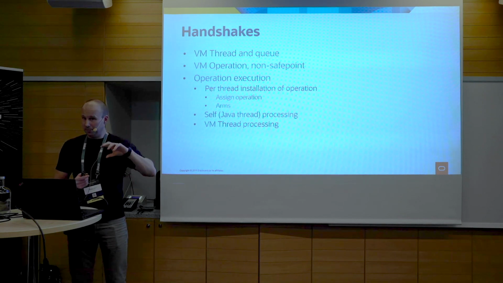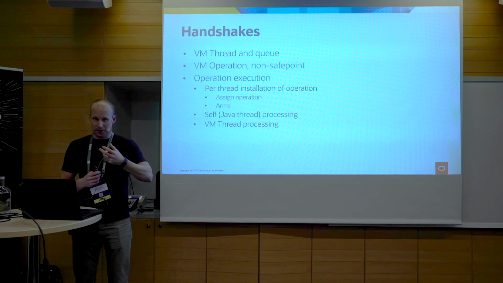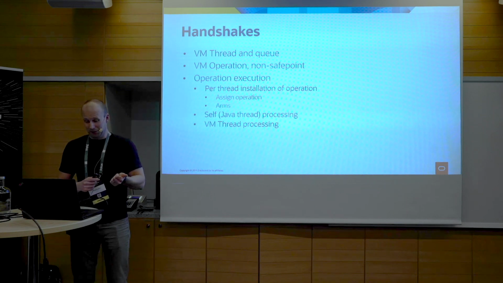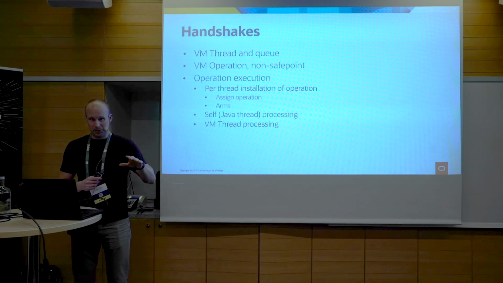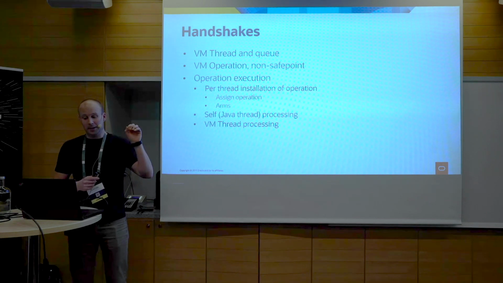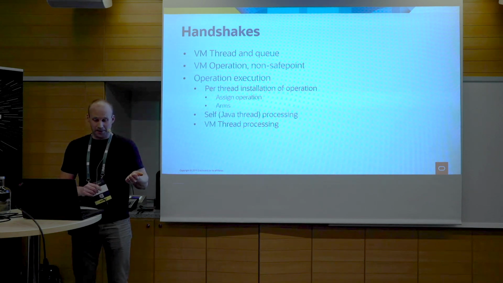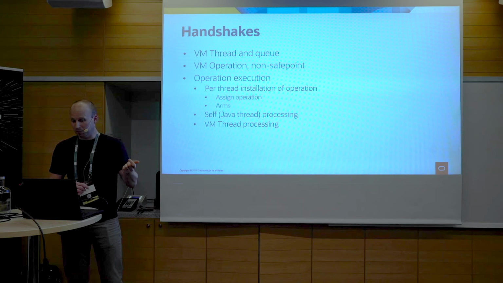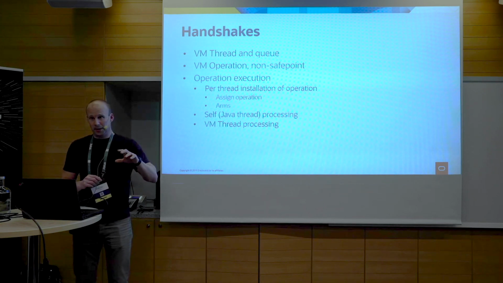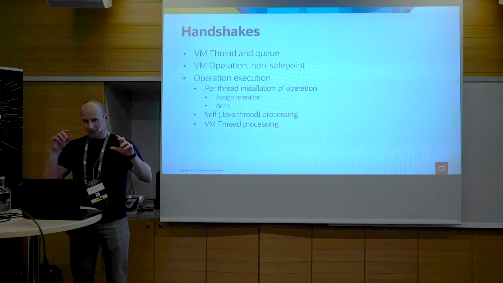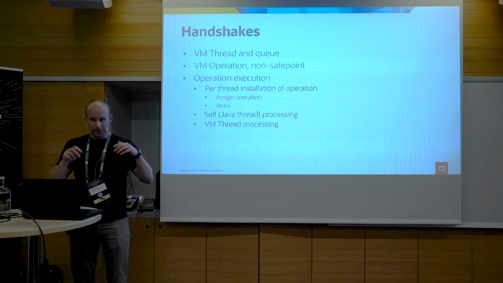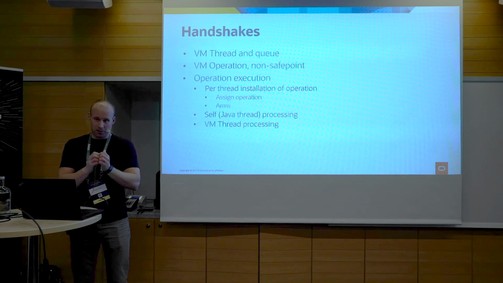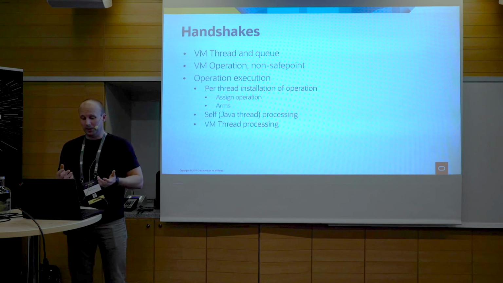We put a VM operation. It's the same basic structure as the SafePoint, but it's not a SafePoint operation, so the VMThread will not initiate the synchronization. Instead, we install the handshake operation and we arm that thread's poll. So all threads that hit the poll will see that it has a handshake operation installed and start processing it. The VMThread will execute the operation for those threads that are already safe.